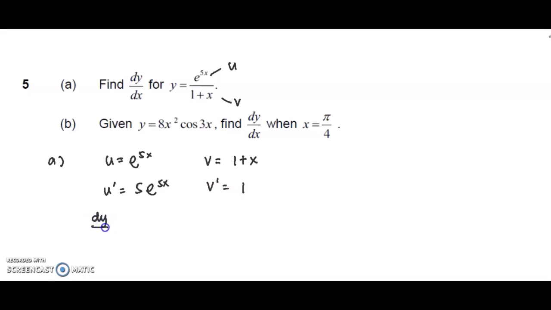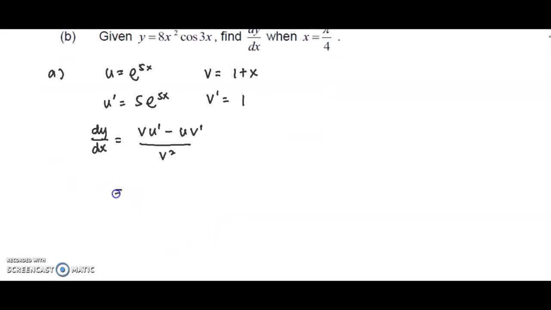And the v as your 1 plus x, the v prime is 1. Now I'm going to find the dy/dx by putting into the quotient rule formula. I get this over v squared. Okay, so plug in all the corresponding v, u, and u prime, v prime. You have your 1 plus x as a v, and the u prime as a 5e power of 5x, minus u is e power of 5x, and the v prime is 1, divided by v squared, which is your (1 plus x) power of 2.